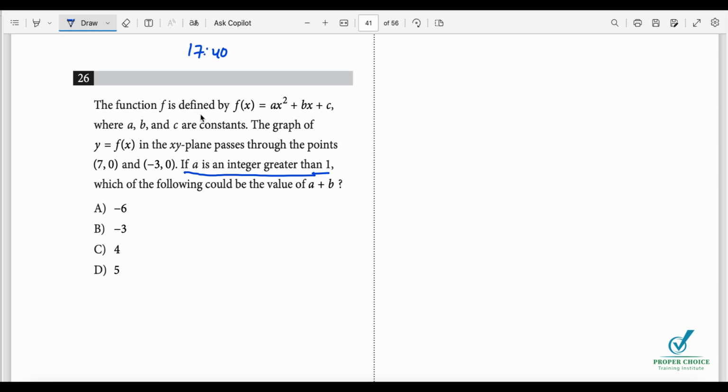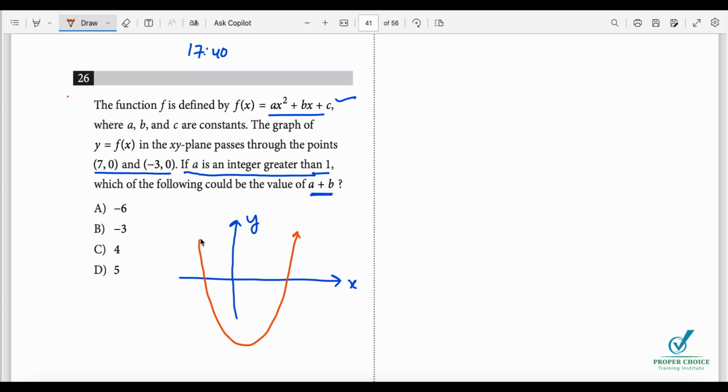Say that the function f is defined by this expression where a, b and c are constants. The graph of y equal to f(x) in the xy plane passes through the points (7, 0) and (-3, 0). If a is an integer greater than 1, which of the following could be the value of a plus b? Now I have to make use of these x-intercepts, basically the zeros of that function, and convert into a standard form. So if I roughly show you in the xy plane how the graph will look, x-axis, y-axis, and when you plot a graph of these coordinate points, it is something like this.